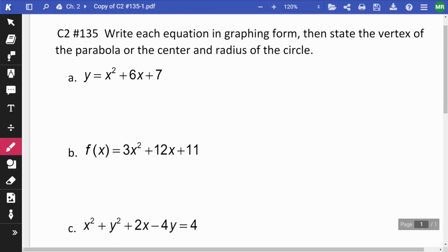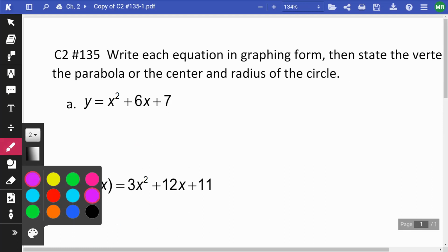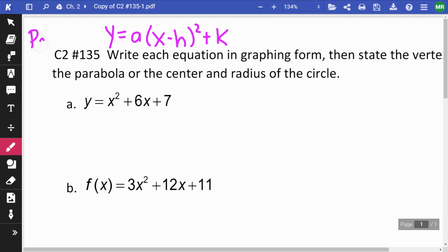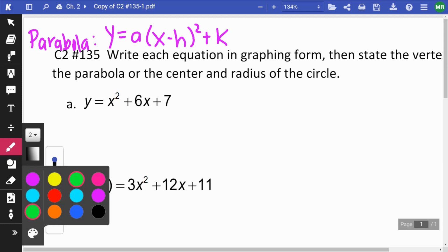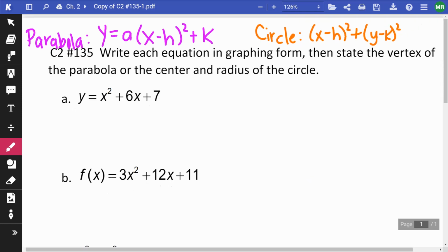So on all of these, our goal is to get one of the following equations. So one equation would be for a parabola, which is going to be y equals a times the quantity x minus h squared plus k. That's what a parabola should look like. Then a circle. So a circle's equation is the quantity x minus h squared plus the quantity y minus k squared equals r squared.